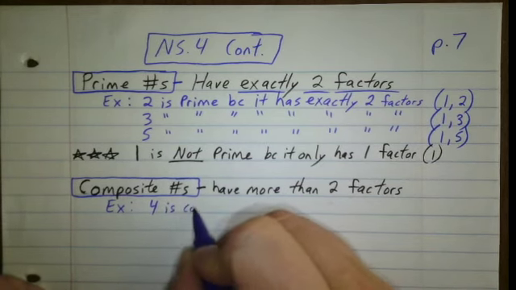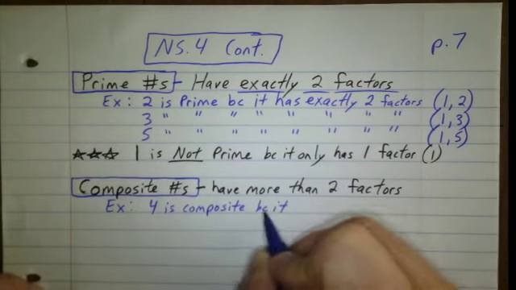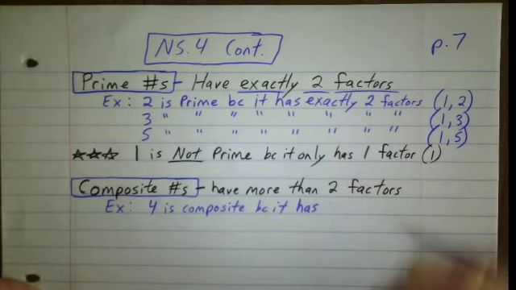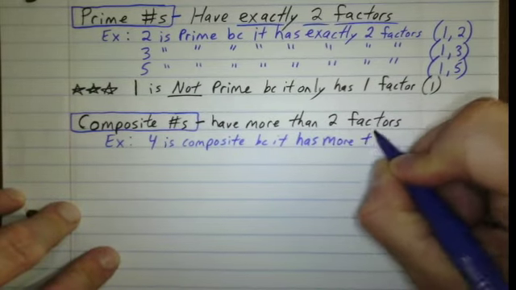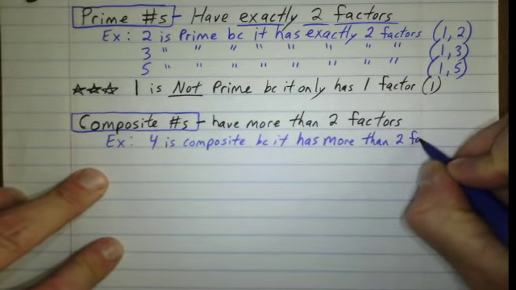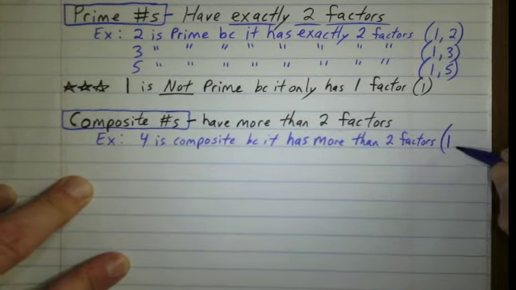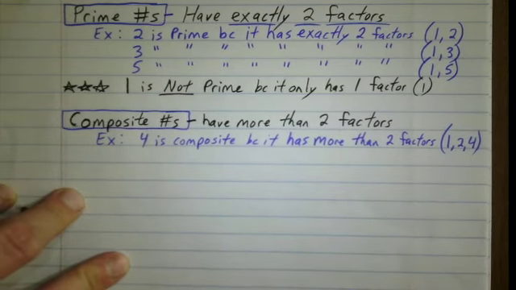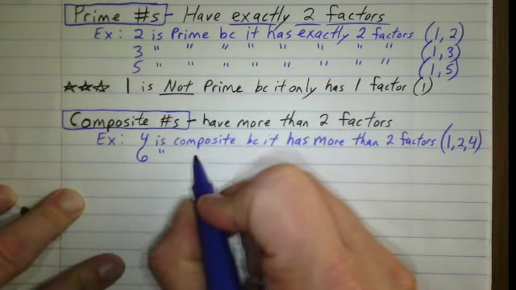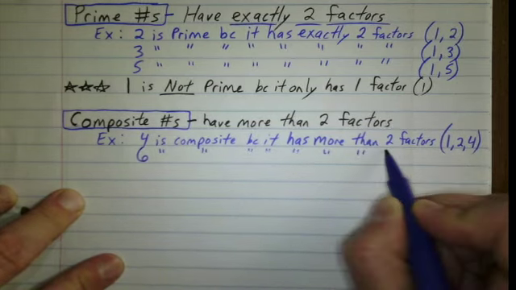4 is composite because, so I put BC, because it has more than two factors. What are the factors of 4? What can you multiply to get 4? You can multiply 1 times 4 and 2 times 2, but you don't need to list 2 twice. So it actually has 3 factors, 1, 2, and 4. Another example would be 6. I'm going to put the ticks again, is composite because it has more than 2 factors.